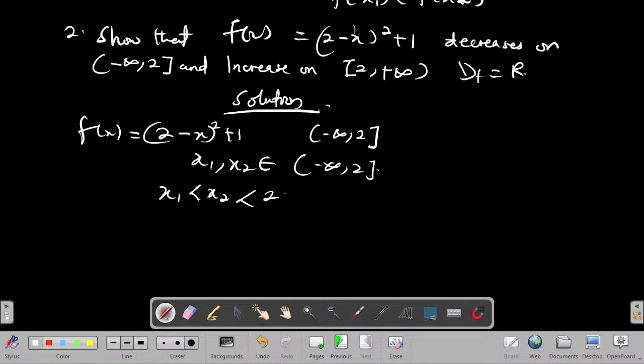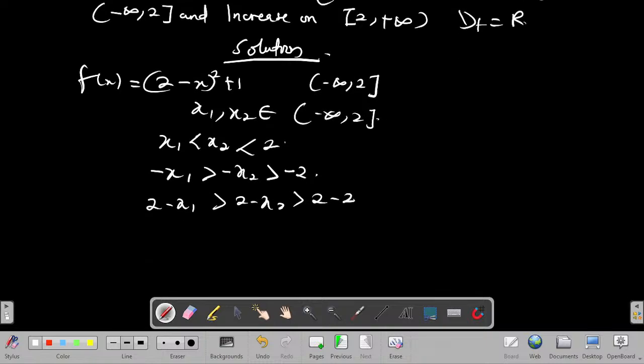How do we interchange? You are simply going to multiply through by negative. The reason why you are multiplying through by negative is that you want to make this whole expression look like what you have in the function, and the function has minus x. So negative x1 is greater than negative x2 greater than negative 2. The next thing is our function has plus 2, so add 2. You have 2 minus x1 greater than 2 minus x2 greater than 2 minus 2, which is 0.